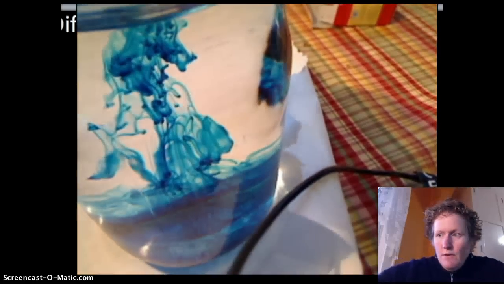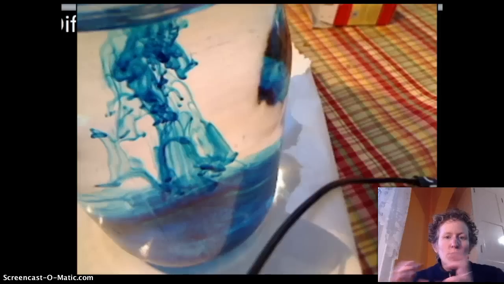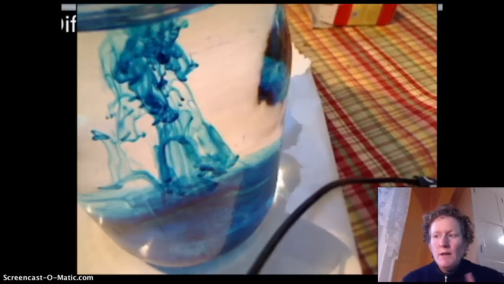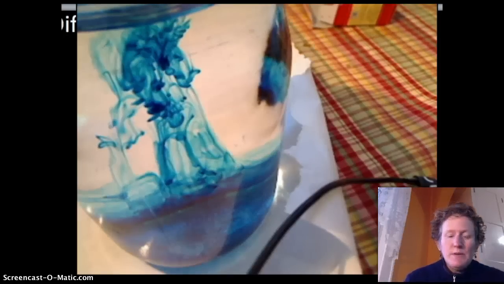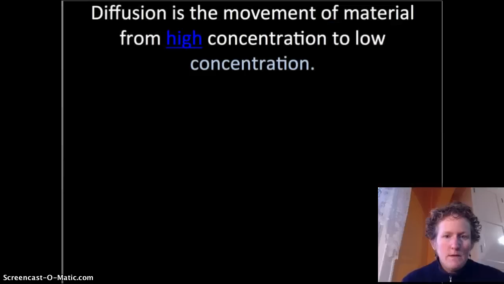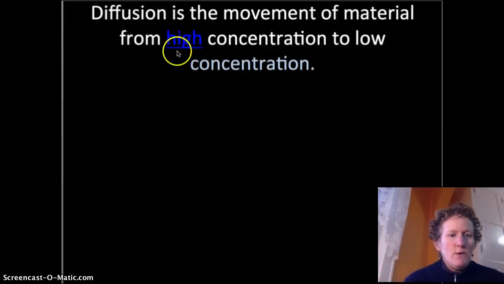You can see that right now the food coloring is in a column right here. But after a while, through the movement of the molecules, water molecules are always moving, and the food coloring molecules are always moving, they'll blend together and this jar will be uniformly blue. Those food coloring molecules are going to move from the high concentration, that blob of food coloring, to the lower concentration out into the rest of the water.